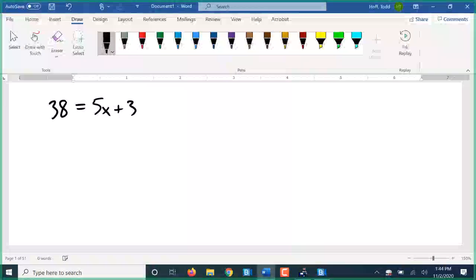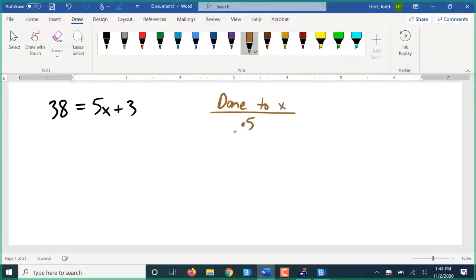So if we have 38 equals 5x plus 3. What was done to x here to build this? X was first multiplied by 5, and then the 3 was added to it. So to take it apart, again, we take off the last piece that was put on first. That's adding 3, so we take it off by subtracting 3, making sure we do the exact same thing to the other side as well.